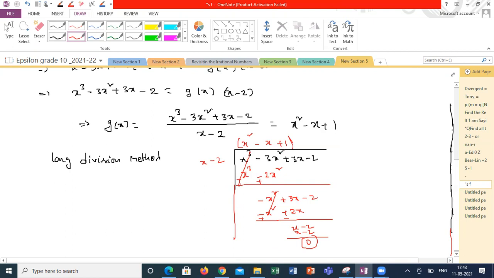Suppose the same question is asked for just 1 mark or 2 marks, where I don't want to show all the solution. Is there any alternate method to divide a polynomial by a linear polynomial? This is a linear polynomial. This is a polynomial of order 2, 3, 4, 5, anything. Does anybody know any other method? How to divide a polynomial of index n by a linear polynomial?